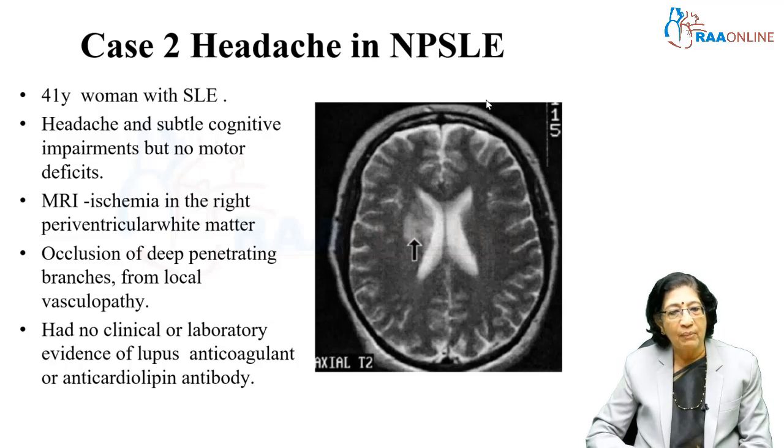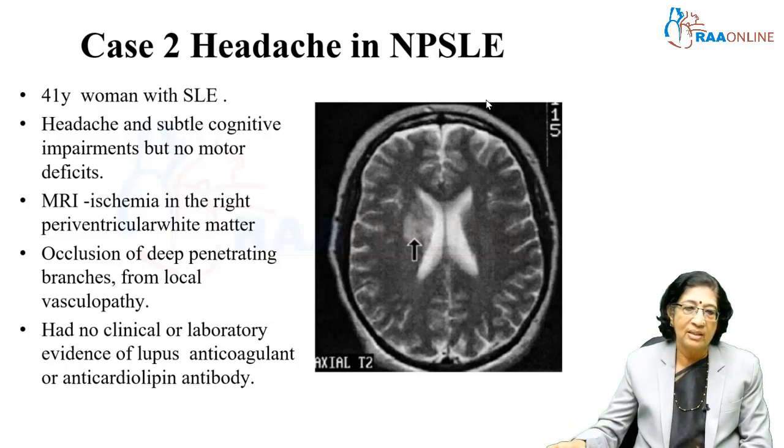And when we did the MRI, because of the cognitive involvement, she showed that there is ischemia in the periventricular white matter region. And this is because of the occlusion of deep penetrating branches from local branches, which are involved because of the local vasculopathy. This is a very focal involvement.